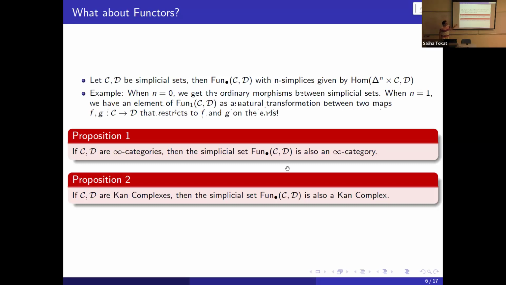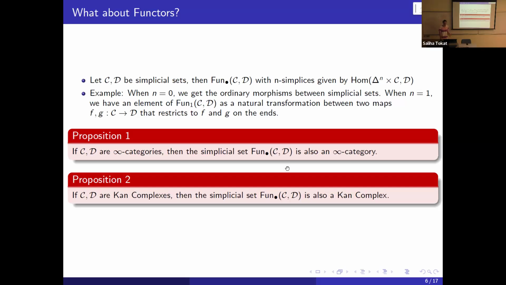And now that we have defined simplicial sets, Kan complexes, and infinity categories, we now define the morphisms between them. But we require the morphisms between them to not just be a standard set. We also require that to be a simplicial set as well. For that, we define Fun(C, D), which is also a simplicial set whose n-simplices are given by maps from Δ^n × C to D.